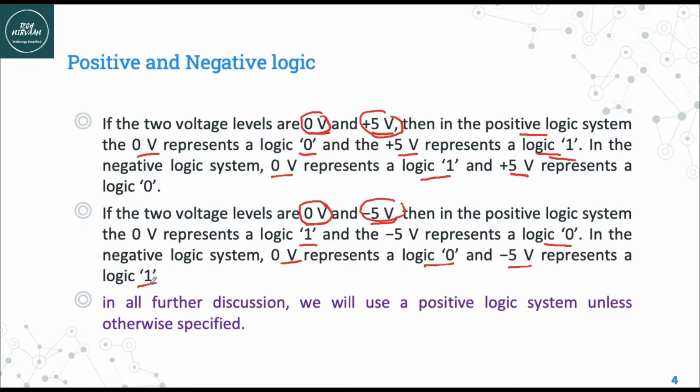So to remember, in a positive logic system, the higher value of the voltage or current will represent logic 1 and the lower value will represent logic 0, and reverse of that, the higher value will represent logic 0 and the lower value will represent logic 1 in a negative logic system. In all our further discussions, we will use the positive logic system unless otherwise specified. Normally, everywhere the positive logic system is preferred.